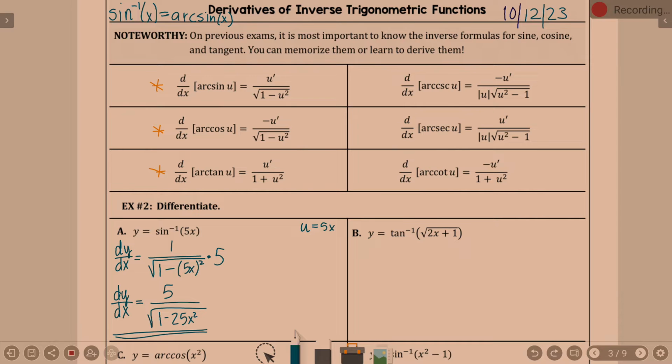Okay. B. Let's try a tangent inverse. Can we rewrite that first? We can. At some point, you're going to want to think about it. And I guess what I'm going to think about over here is what do we know? This is going to be where u goes, right? And this is square root of 2x plus 1, or in other words, it is 2x plus 1 to the 1/2. Okay. So, dy dx is equal to, okay, tangent inverse.